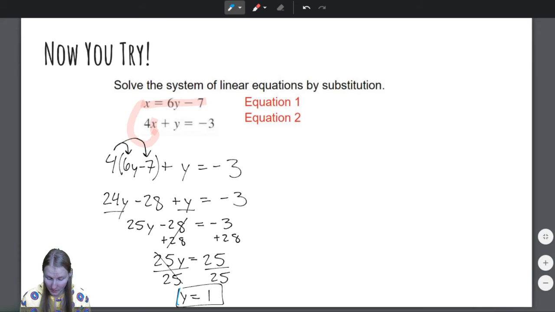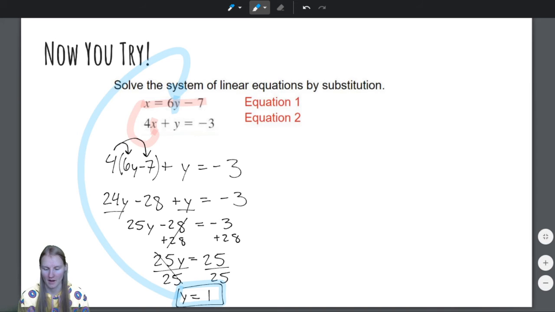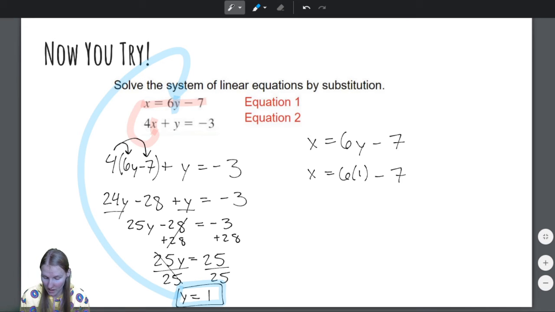Step number 2 is to take what I've got for y and plug it back in to the original equation for x. So let's do just that. Let's take x equals 6y minus 7. But now, instead of writing y, I'm going to write 1. Because we know that y is equal to 1. Okay, so x equals 6 minus 7. 6 minus 7 is -1.